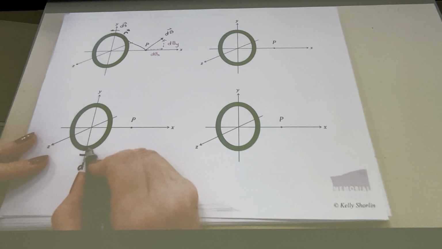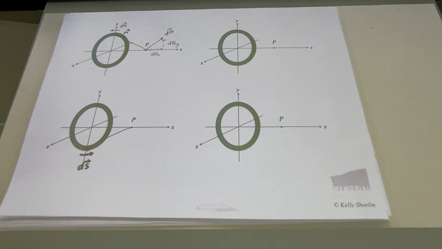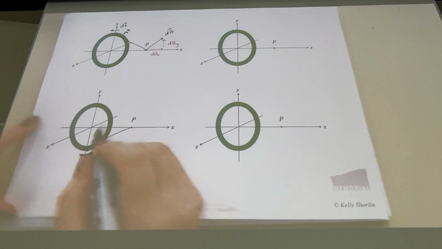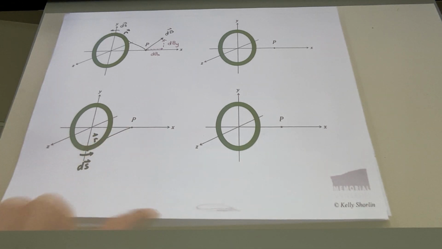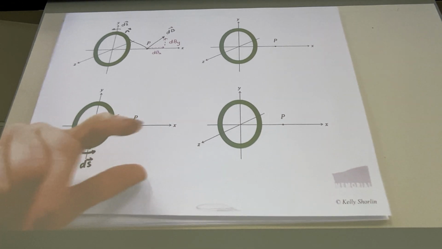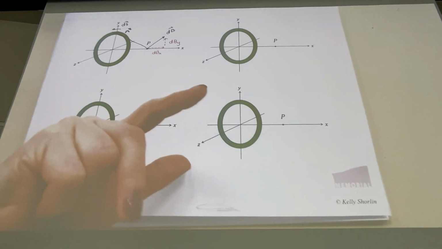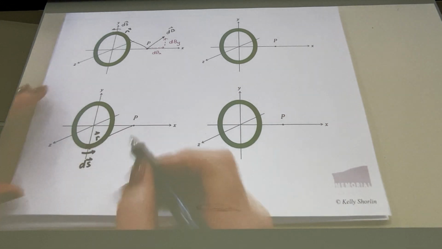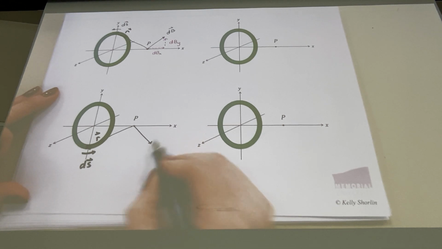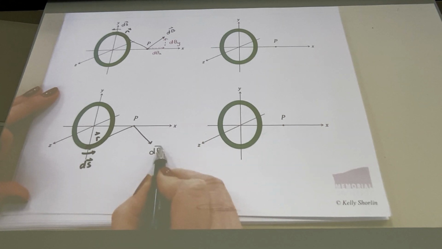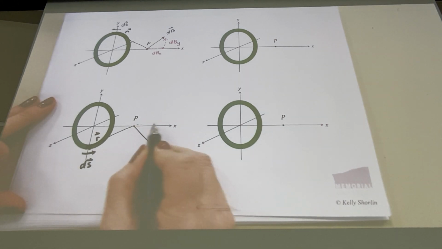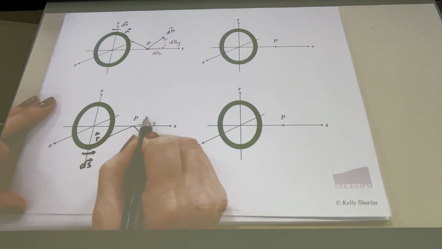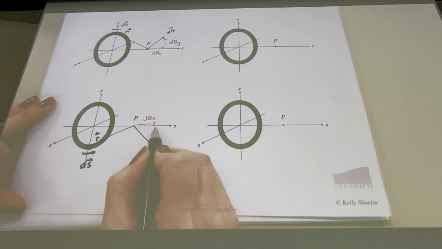My vector r goes from my ds to my point. My r hat goes from my ds to my point. There's r hat. ds cross r hat gives me a magnetic field that points down, so right and down. This time dB points down this way. It also has x and y components. The x component is to the right. The y component is down.